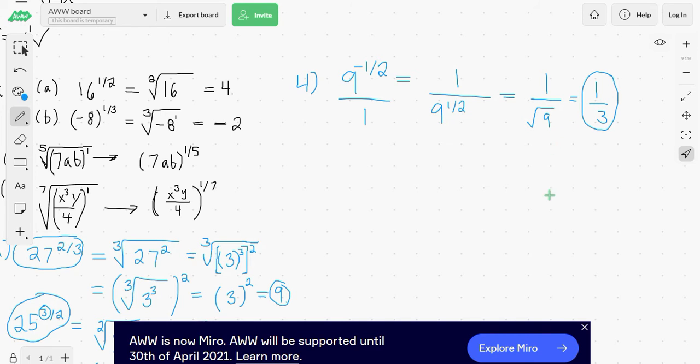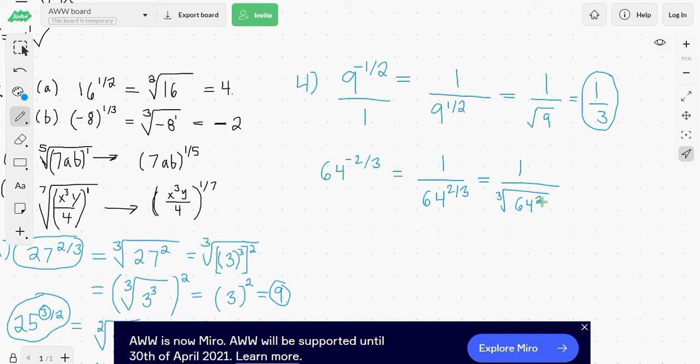Let's look at some more examples. How about 64 to the negative 2/3? Well, again, we do the first step of just writing it as a positive exponent, moving it down. Okay, but now we have to think about what is 64 to the 2/3? Well, just using radical notation right away, this is the same thing as the cube root of 64 squared.